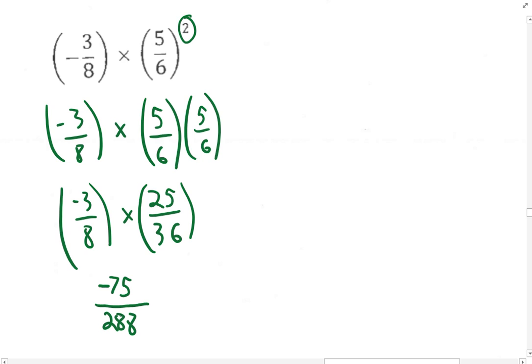Can I reduce that? I'm looking. I can divide this by 3. I cannot divide that by 3. I can divide this by 2. I can't divide that by 2. I think I'm actually done. Okay, so that's the first one. Let's try the other one with the exponent.